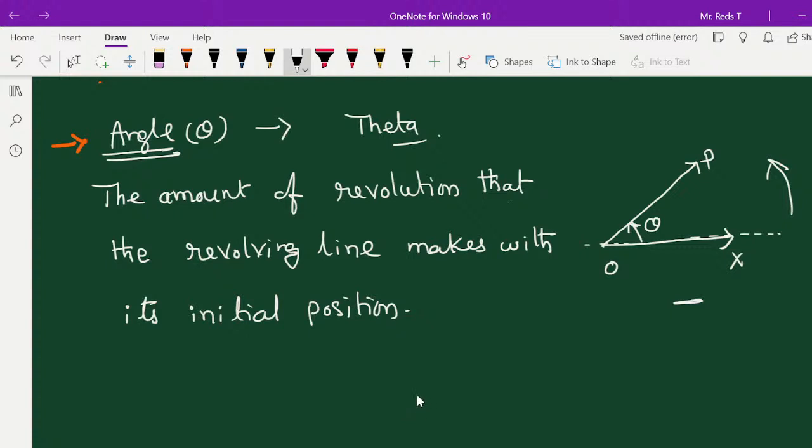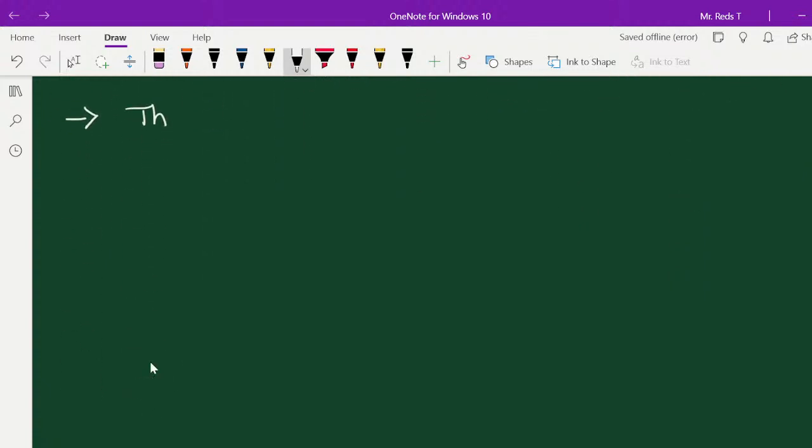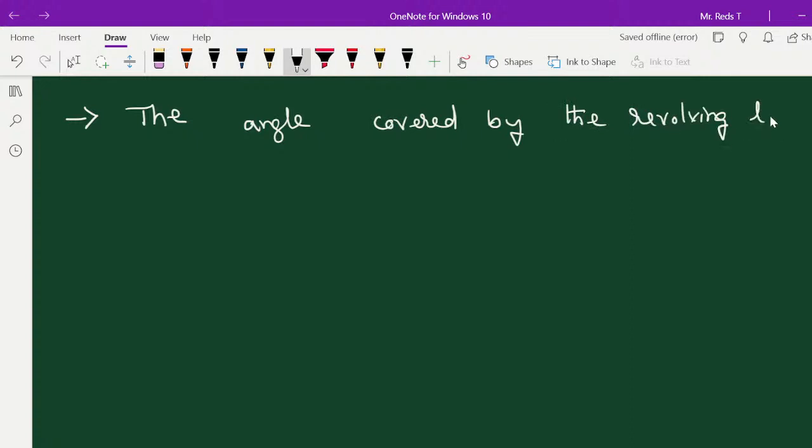Now from the diagram you can say the angle covered by the revolving line OP is given as theta, and mathematically you can represent this as angle XOP.